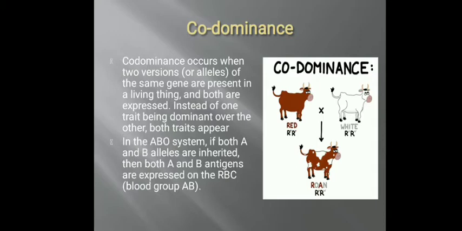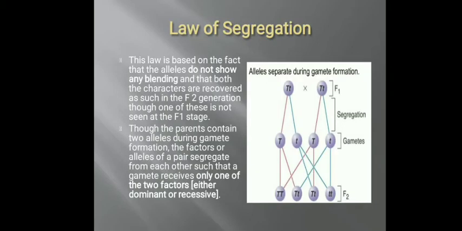So these are some of the exceptions to Mendel's law of dominance. Now let us go to the second law, Mendel's law of segregation. This law is based on the fact that the alleles do not show any blending, and both the characters are recovered in the F2 generation even if one of the characters is not present in the F1 stage. So from the diagram, as you can see, the alleles separate during gamete formation.